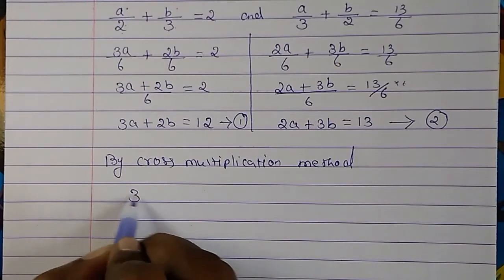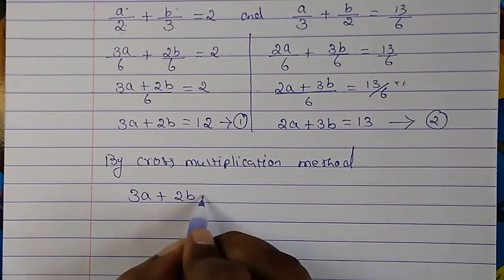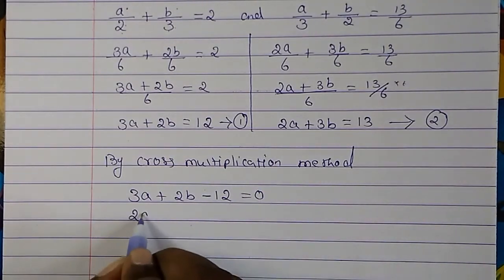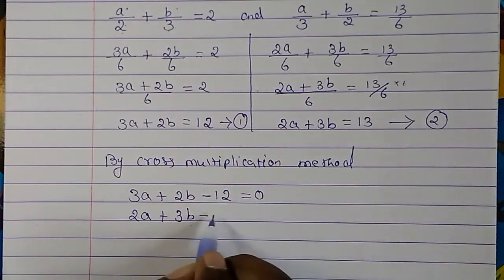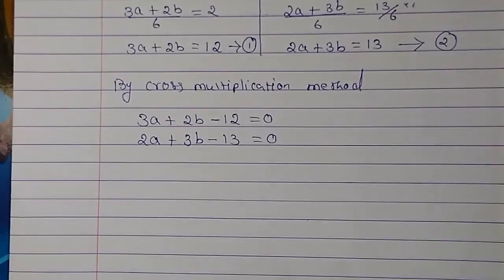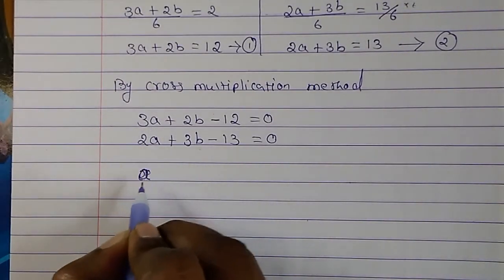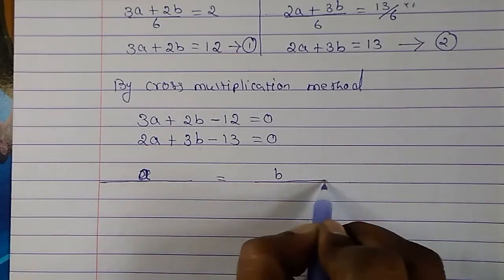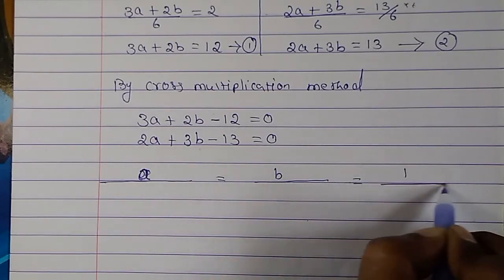So for cross multiplication, 3a plus 2b, this 12 we have to bring it inside. So minus 12 equal to 0. Then second, 2a plus 3b, 13 will come inside. So minus 13 equal to 0. So now what we will do, here we have a, so we'll write a here equal to, variables are here a and b. So we'll not write x. The place of c will put 1.